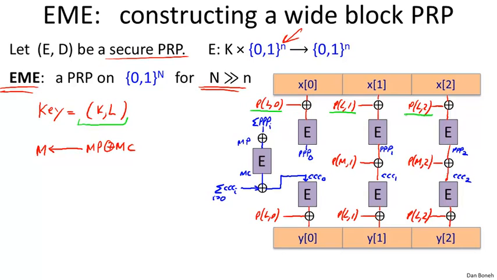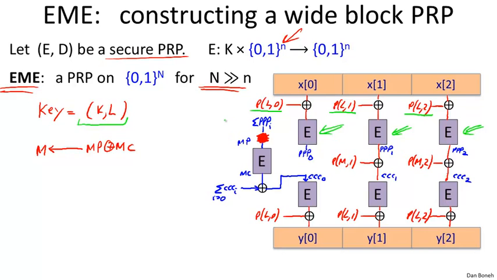We use the secret key L to derive a pad using this function P that I'm not going to explain here. We derive a different pad for each one of the blocks, and we XOR that pad into the block. The next thing we do is we apply the PRP E using the key K to each one of these blocks, and we're going to call these outputs PPP0, PPP1, and PPP2. The next thing we do is we XOR all these PPPs together, and we call the result MP.